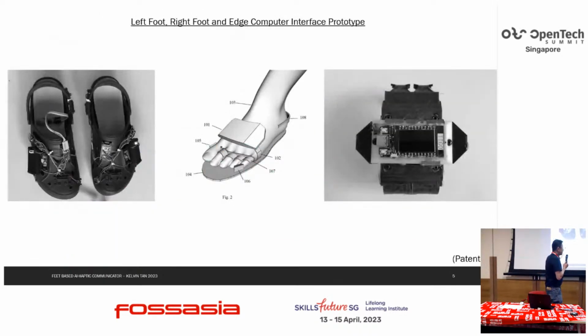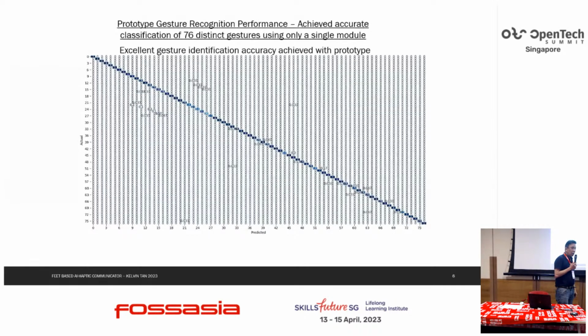So this is a preliminary diagram, and there's a prototype that I made. It consists of a pair of shoes and also a wrist-worn device. This is some of the patent filing diagrams which were submitted. These are the results for one single shoe, not the two. You can see that you can recognize 76 different gestures with a single shoe. With two shoes and a wrist, there are multiple possible combinations, running into hundreds.